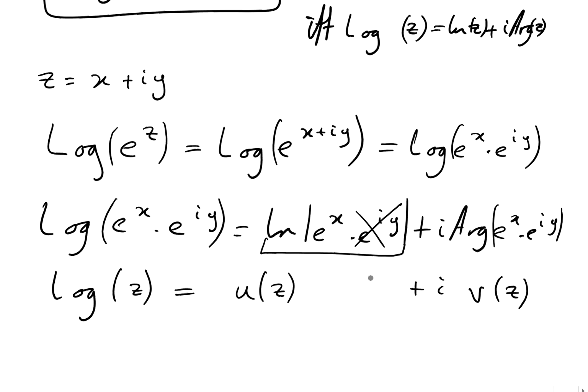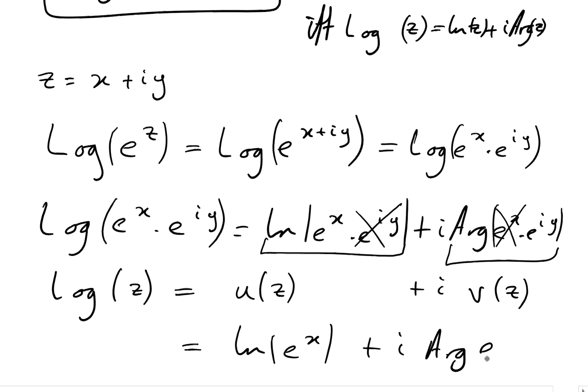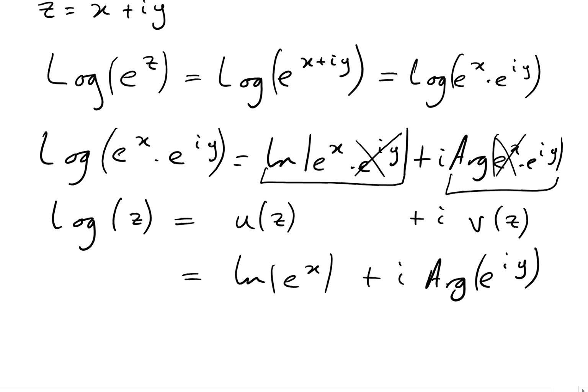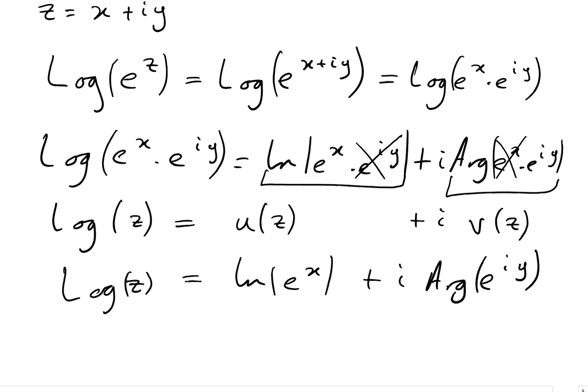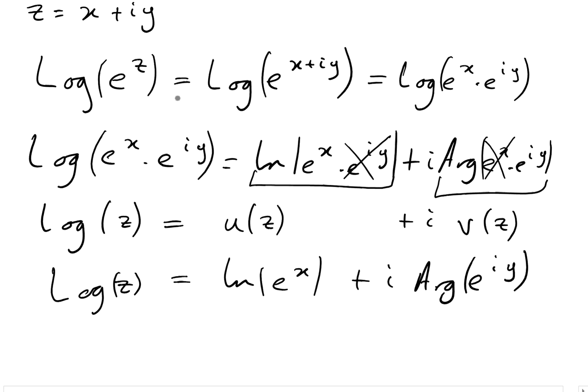So this is now equal to the ln of e to the x, plus i times a similar idea. If I want this to be strictly imaginary, I have to get rid of the things which make it real. In the imaginary part, I can't consider anything which is real. So I get rid of e to the x, and I'm just left with the principal argument of e to the iy. Now I've defined the principal logarithm of e to the z.